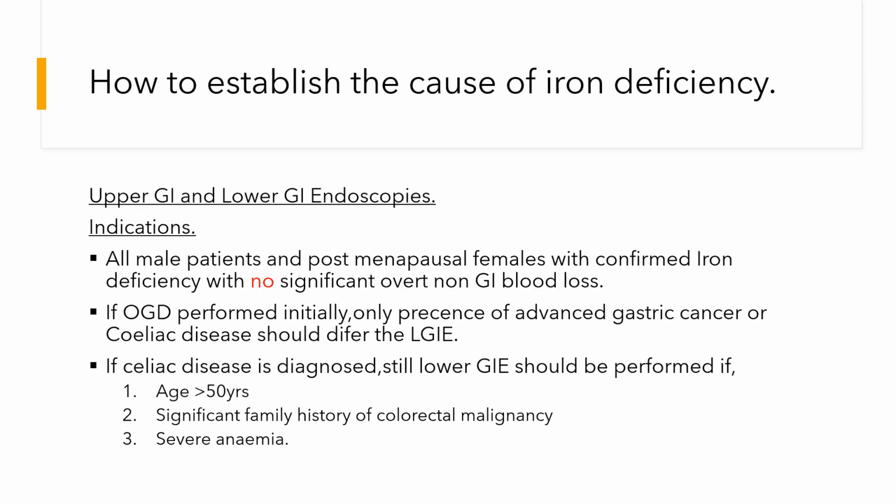When do you decide about upper GI and lower GI endoscopies? For all male patients and postmenopausal females with confirmed iron deficiency with no significant non-GI blood loss, you have to perform endoscopy, upper GI and lower GI. If OGD is performed initially, only the finding of advanced gastric cancer or celiac disease should defer the lower GI endoscopy. If celiac disease is diagnosed, lower GI endoscopy should still be performed if age is more than 50 years, if there is significant family history of colorectal malignancy, and if the patient is having severe anemia.